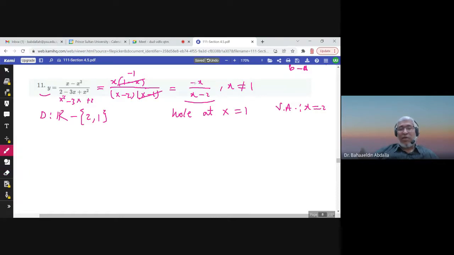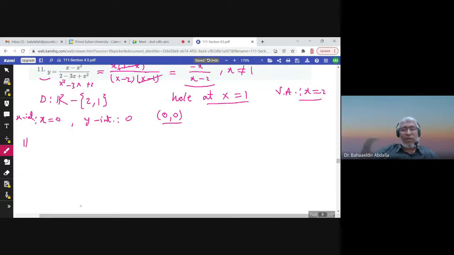And the 0 of the numerator is 0, so x equals 0 is an x-intercept because this is the 0 of the numerator. And the y-intercept, if I put x equals 0, I'll have 0, so the point (0, 0) is there. So I have a hole at x equals 1, the point (0, 0), and a vertical asymptote at x equals 2.